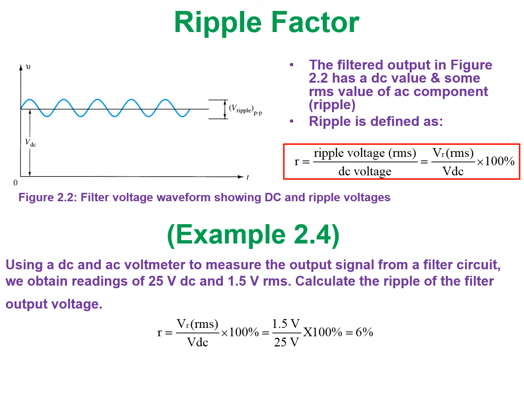Before we go to the filter, you should know about the ripple factor. We know that we send this signal to the filter. The filter is usually a capacitor. Now we will get a waveform like this, which we can call the ripple. So the ripple factor is the ripple voltage in RMS over the DC voltage. If you want to know the ripple factor, you can always try the example.